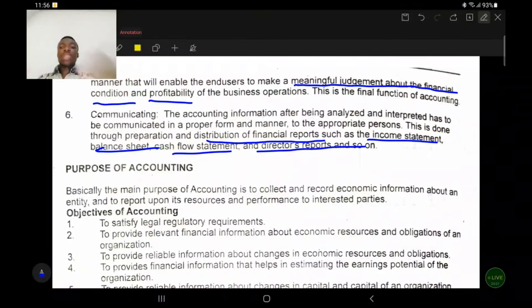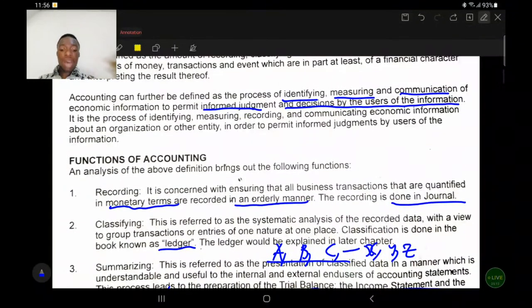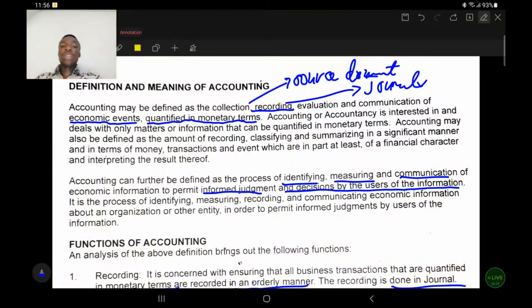So these are just the meaning of accounting and its function, and how it has emerged over quite a long period of time as a discipline. So that is the whole discipline in relation to our discipline. Actually, we said accounting is a language that we use in business.